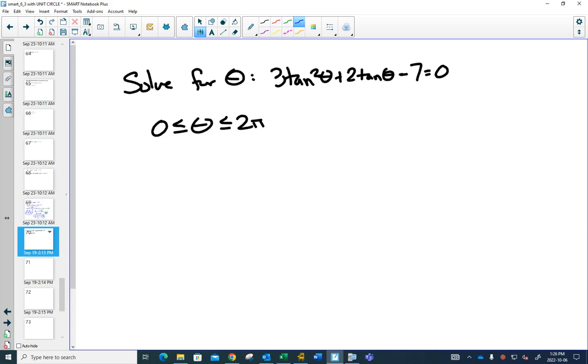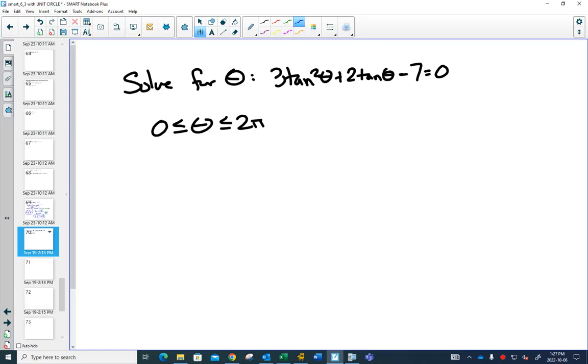So this might have even happened with the last example that we did. The last example we did could be factored, but you might have looked at the 6 sine squared theta plus sine theta minus 1 equals 0 and felt like, I don't know if I can factor this, or it's going to take me too long to factor it. Anytime you feel like you can't factor it, the quadratic formula is always an option.